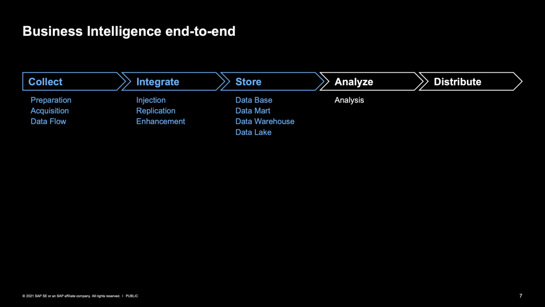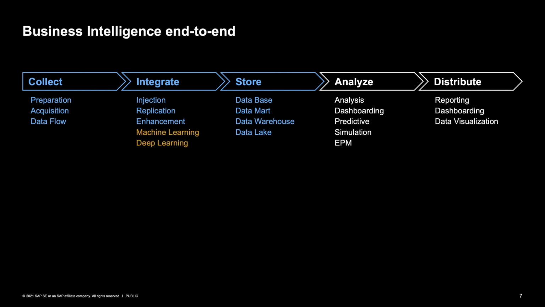Analyze contains analysis, dashboarding, predictive, simulation, and EPM, all covered in this season. Distribute contains reporting, dashboarding, and data visualization. All these topics were labeled as human-based decision systems while defining the topics, and therefore they are white. If we now want to include machine learning, deep learning, expert systems, rule engines, data mining, data science, and artificial intelligence in the picture, depicted in yellow, the overview looks like this. As you can see, the utilization of data is across the chain, not only in the last 2 steps.